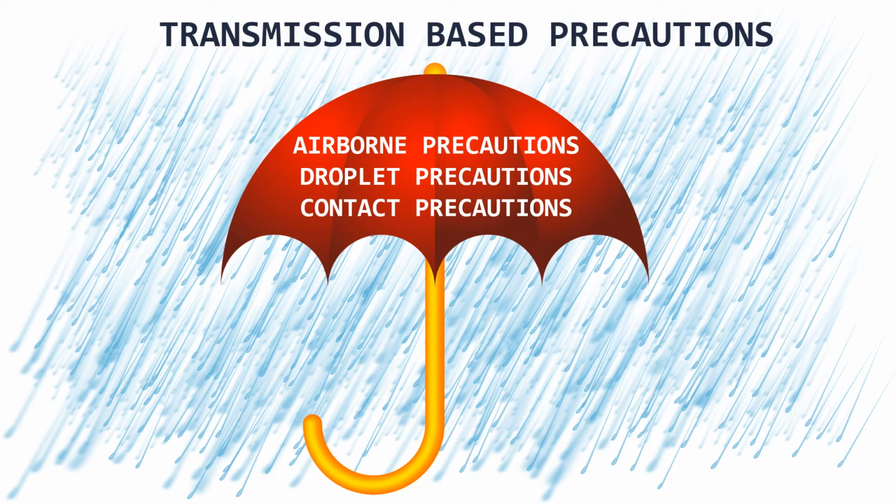Transmission-based precautions are used for patients known to be or suspected of being infected with highly transmissible pathogens. Transmission-based precautions include airborne precautions, droplet precautions, and contact precautions.